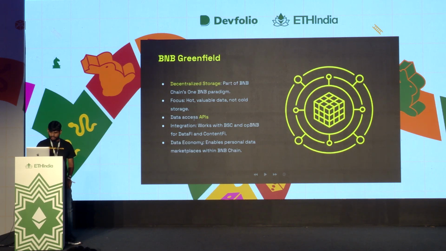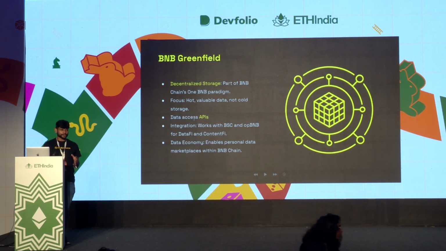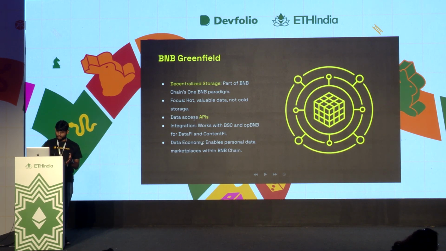And then we have BNB Greenfield, which is essentially a decentralized data storage platform. The focus is on hot, valuable data, not just cold storage data. You may ask, what's the difference between currently existing solutions, such as Filecoin, for instance? One key differentiator is that it has data access APIs, which make it much easier for you to come from any platform you are building on, whether it's Web2 or Web3. You can seamlessly and very easily come to this BNB Greenfield solution.